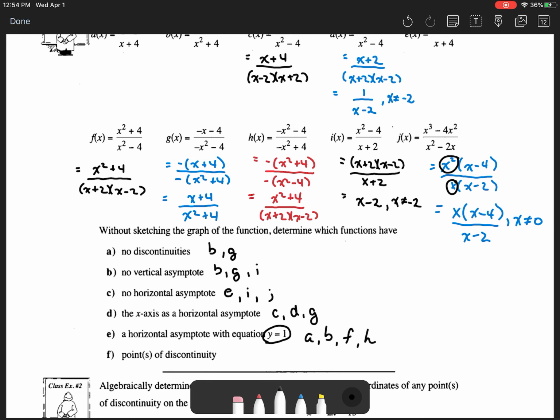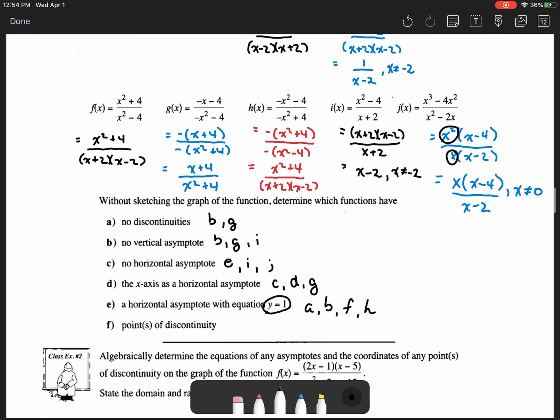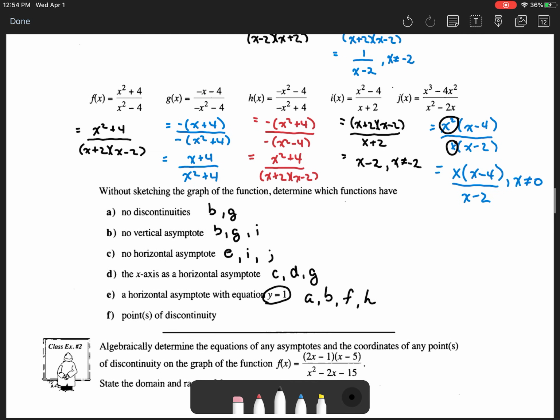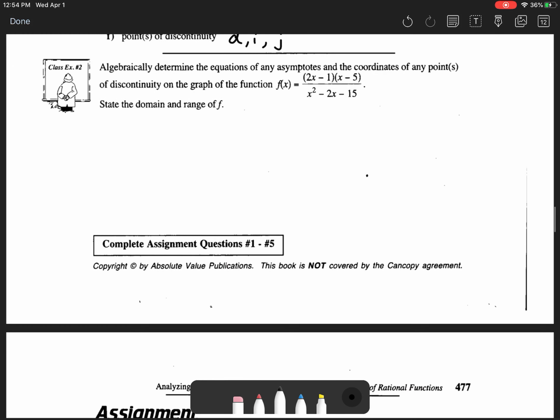And finally, points of discontinuity. With points of discontinuity, I'm checking to see which functions I was able to cancel common factors between the numerator and denominator. So that will be d, that was the first one. Then I was able to do it in i, and then also in j. So those three functions will have points of discontinuity. Okay. So hopefully that makes sense, and we'll just move on to this last question, which kind of brings it all together.